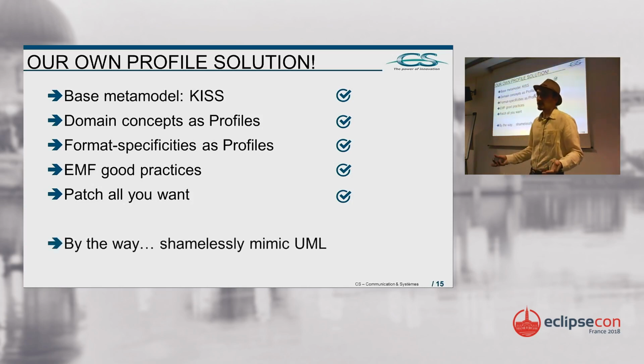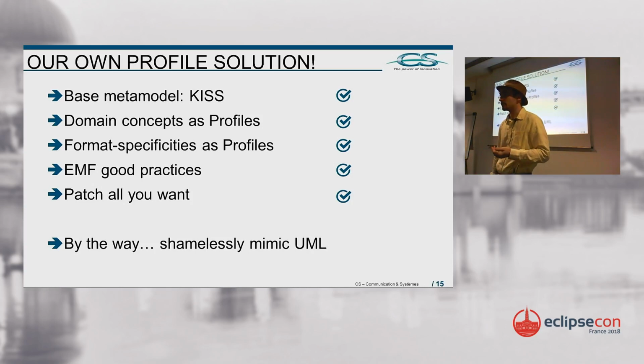By the way, we shamelessly mimic all that is good in UML because there are a lot of good things, especially the process in UML, and we definitely don't want to reinvent everything. So that's pure algorithmy, so we can reuse it without any problem. There are no license issues on algorithmy, at least in France.